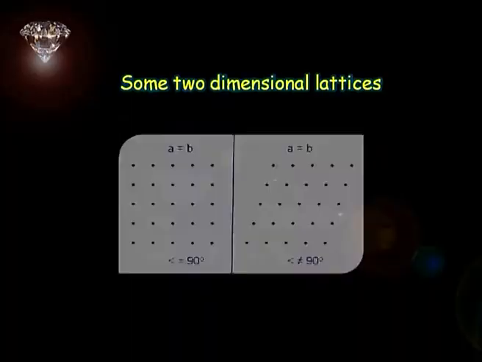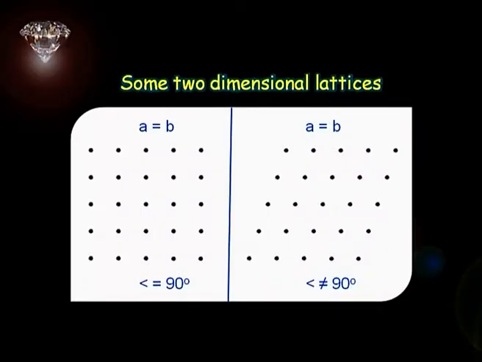For a two-dimensional representation, I need two distance parameters and one angular parameter, that is the angle between the two distance vectors. Let me show you some more two-dimensional lattices here. So the first lattice on the left hand side, what I have is A is equal to B and the angle is equal to 90 degrees. That means essentially I am going to have a square lattice.